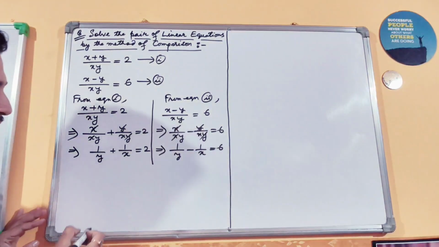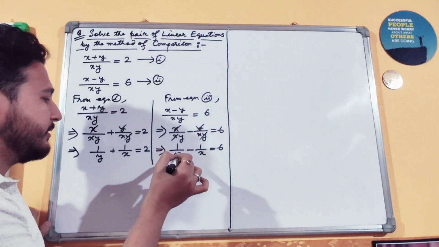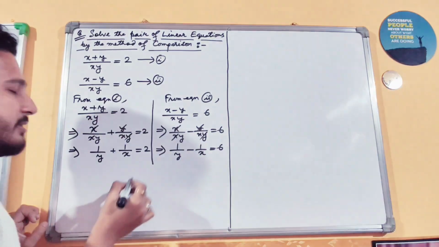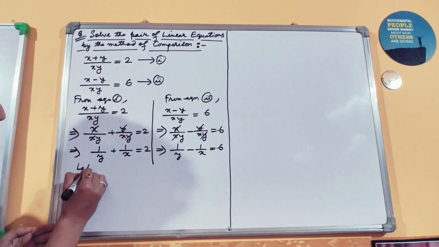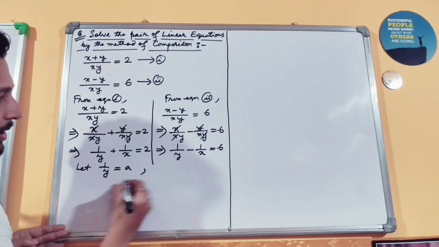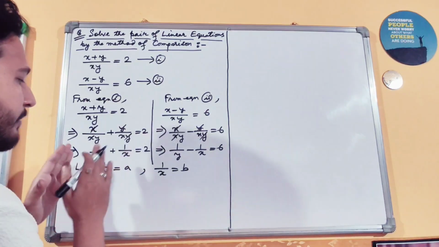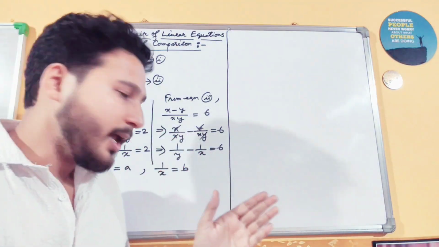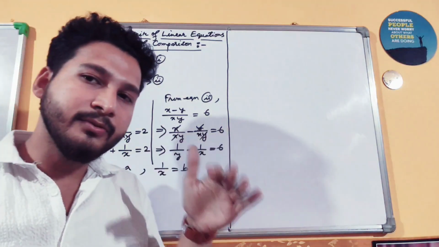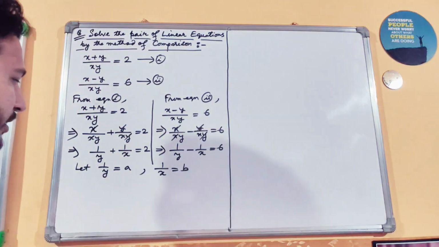So we can just take these inverse variables as the reciprocals. Let 1 by y is equal to a, and 1 by x is equal to b. Just assume that 1 by y is equal to a and 1 by x is equal to b. So it will be easier for us to solve the pair of system of linear equations in two variables.